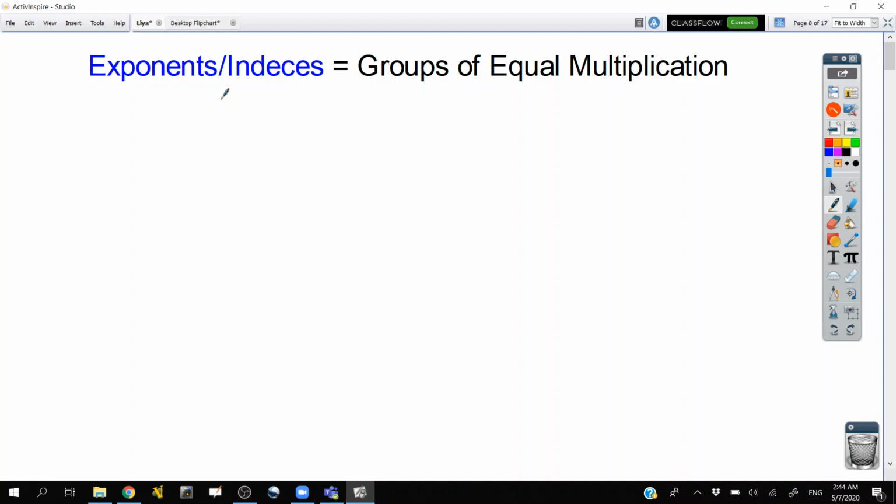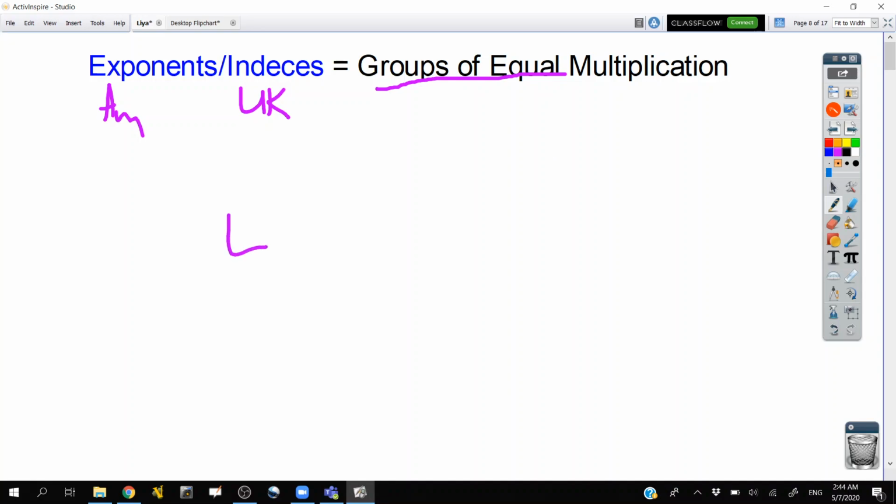Exponents is common to say in the Americas, and indices is common to say in the UK and in places that use similar language. So if you hear of an index, we're talking more UK style. If you hear exponents, we're talking more of an American style. But what they refer to is groups of equal multiplications.